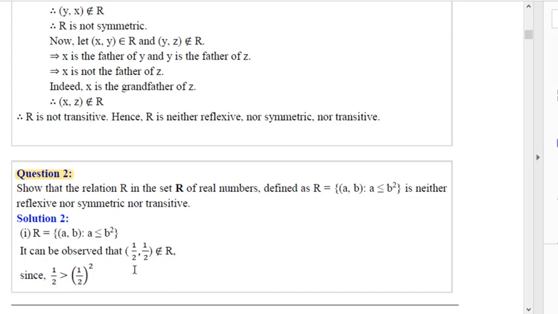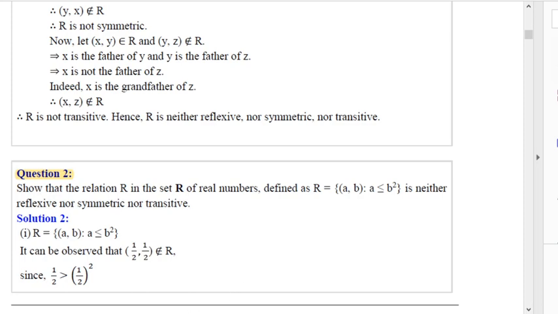Now why have I chosen 1/2 here? If I choose 1, then it follows with equality. Suppose I choose 2, then 2 squared is 4, and again it follows. But for this fractional value, this condition is not valid, even though both elements belong to the real set. That's why we have chosen 1/2 and 1/2.